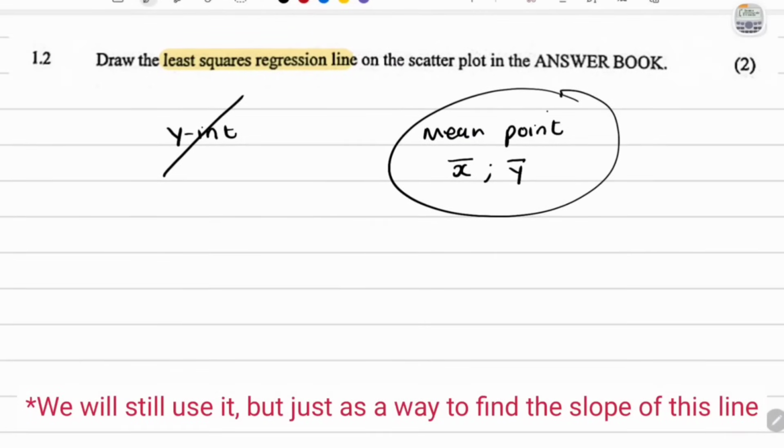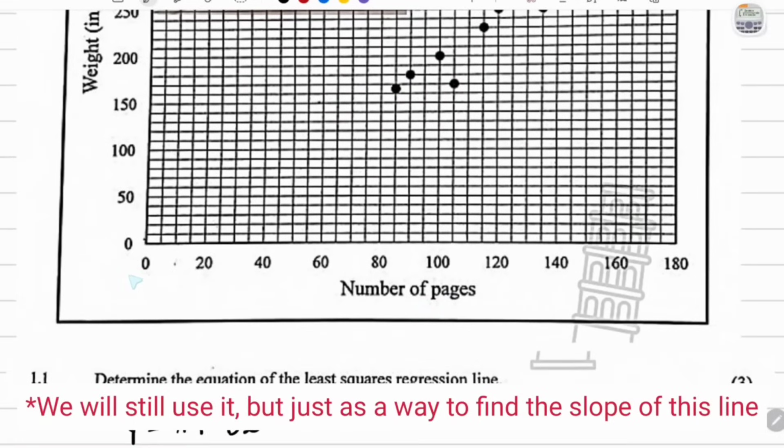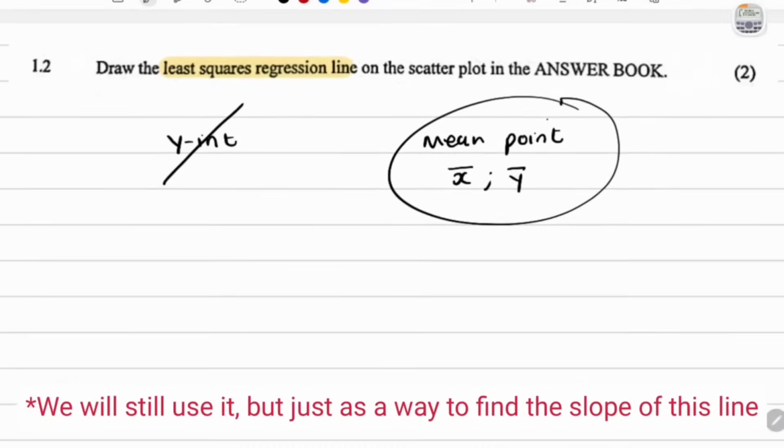So instead of using the y-intercept in this case, we're not going to use that. We'll just use the mean point. Also, when you're finding the y-intercept, you're making x equal to 0. The x are the number of pages. If you have no pages, then there are no books. So we're only going to use the mean point.